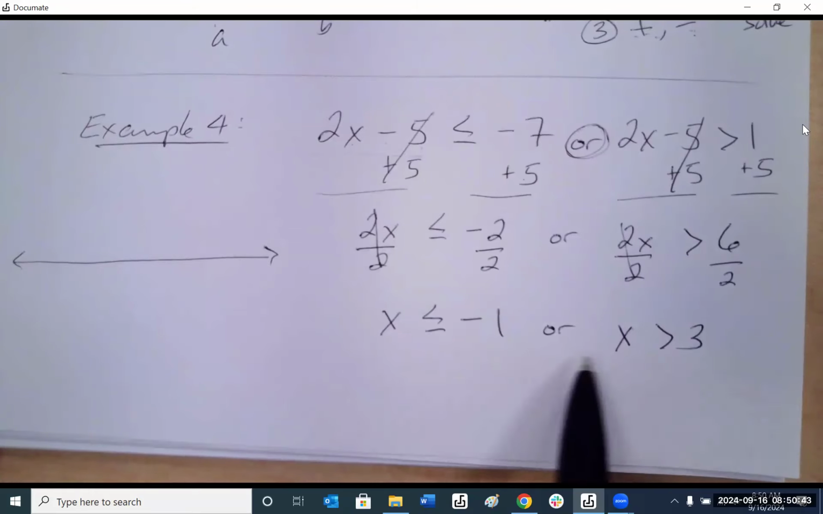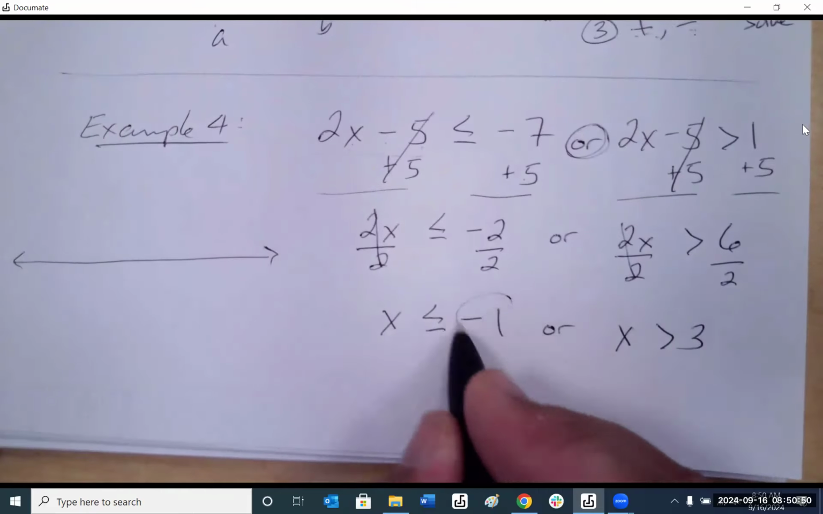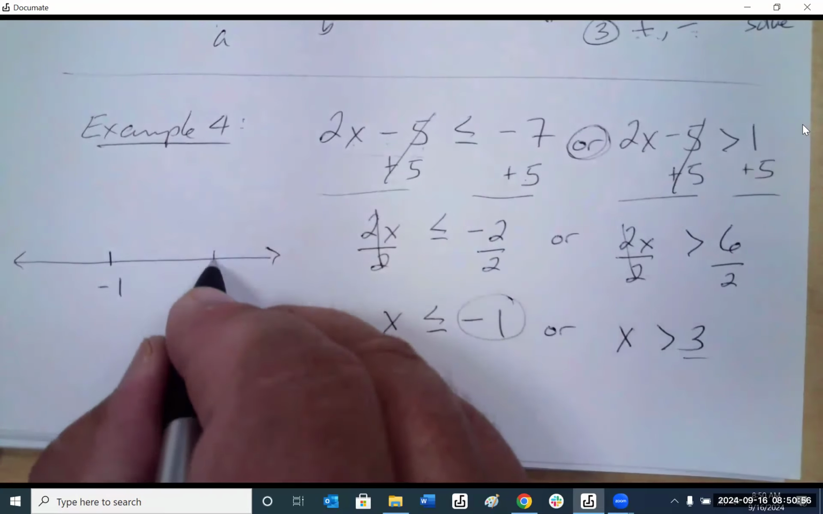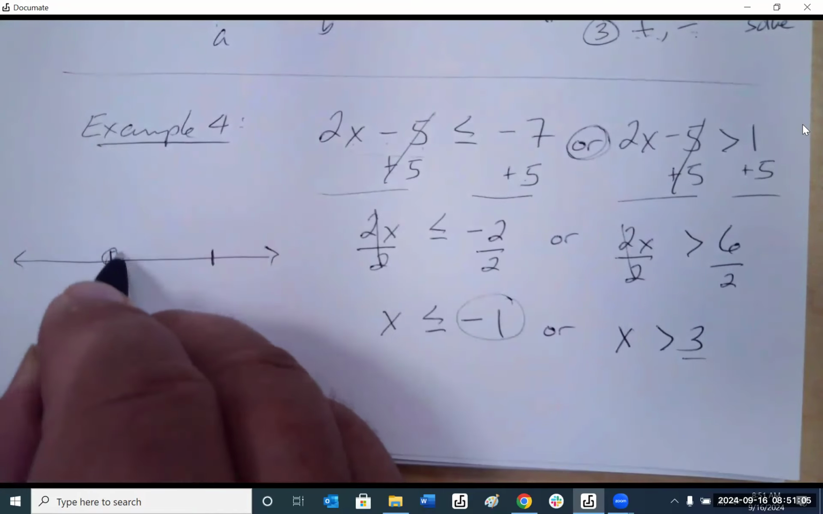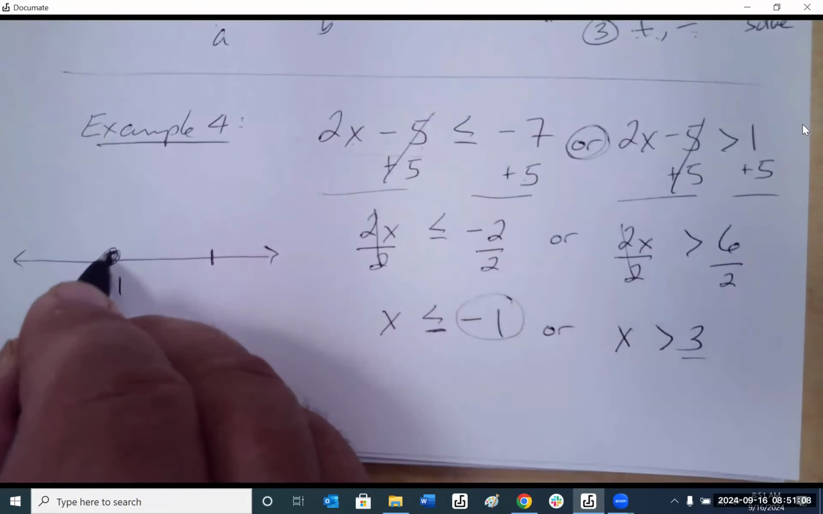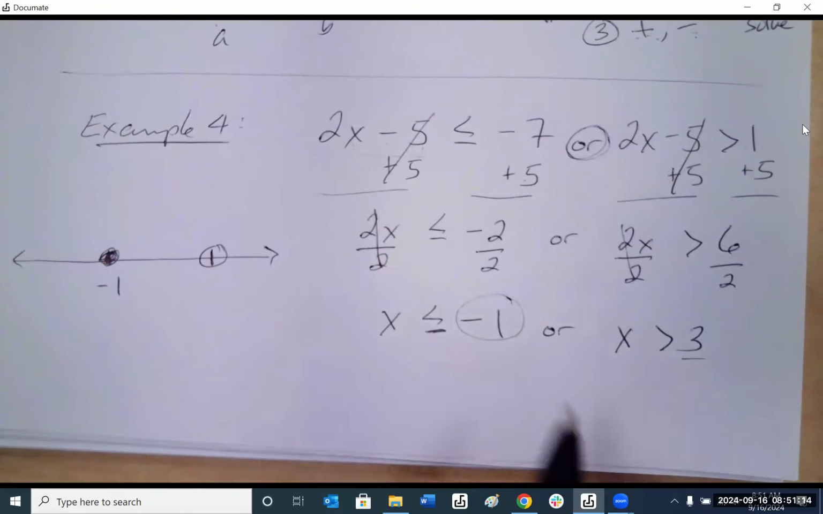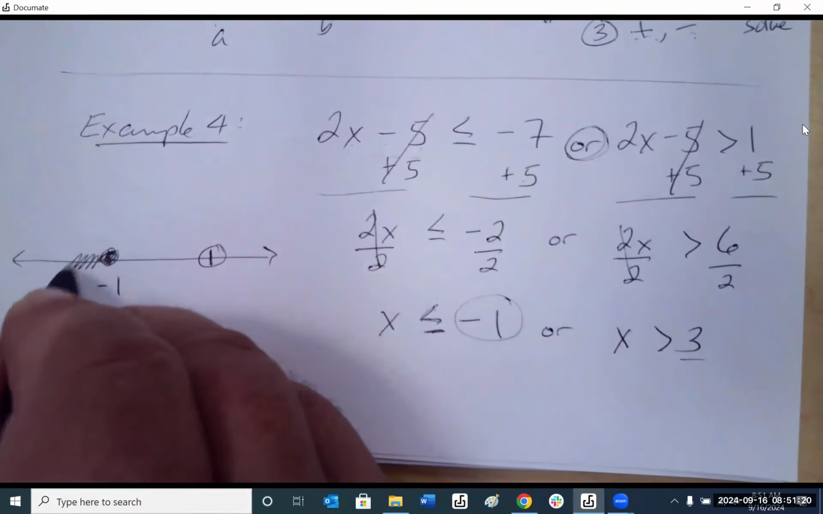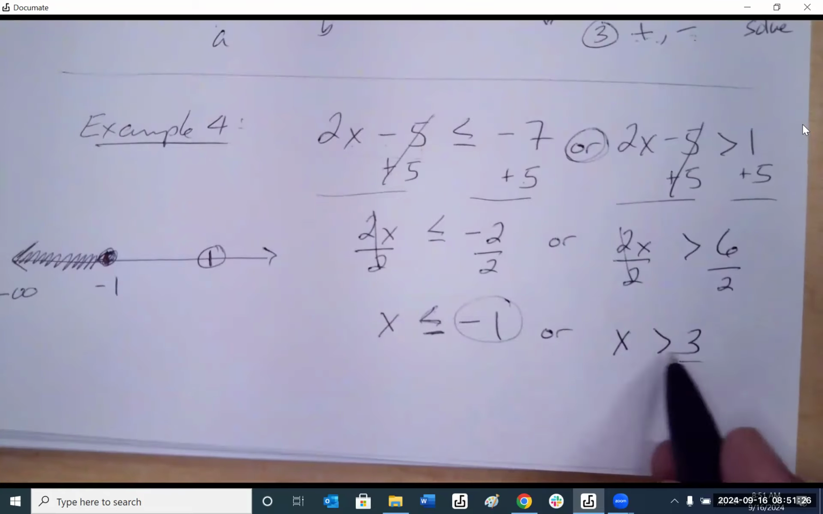So these are my set notation answers. I have -1 and 3. Those are my only two numbers that I have. Is -1 open or closed? A solid or open? It's a solid dot because there's an equal sign. And 3 is open. X is less than or equal to -1. So it goes to negative infinity. And it's greater than 3.